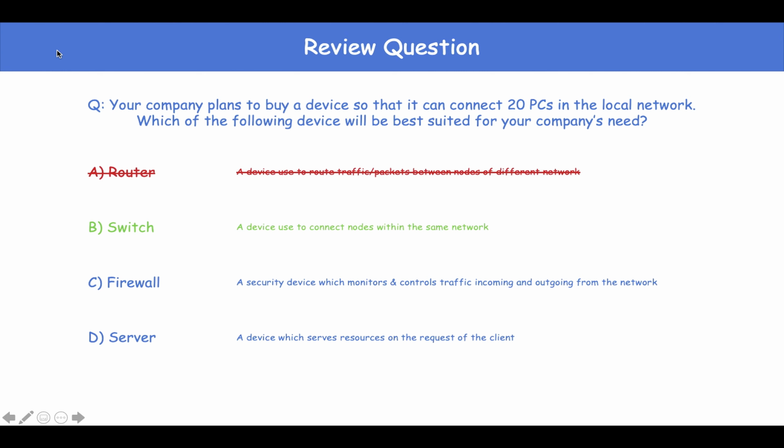Option C is a firewall, which is a security device to monitor and control inbound and outbound traffic, not to connect multiple devices of a network. Therefore, this is a wrong answer. Lastly, option D, server, a device which serves resources on request of a client, not a device to connect devices in a single local network. Therefore, this is also a wrong option.